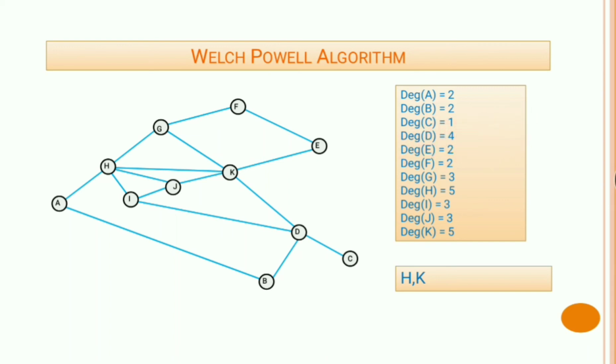So next is D. Then degree 3. Which vertices have degree 3? G, I and J. So we'll write G, I and J. And after that, degree 2: A, B, E, F. So we'll write A, B, E, F. And finally, degree 1, only C has degree 1. So finally C. So step 2 is complete.